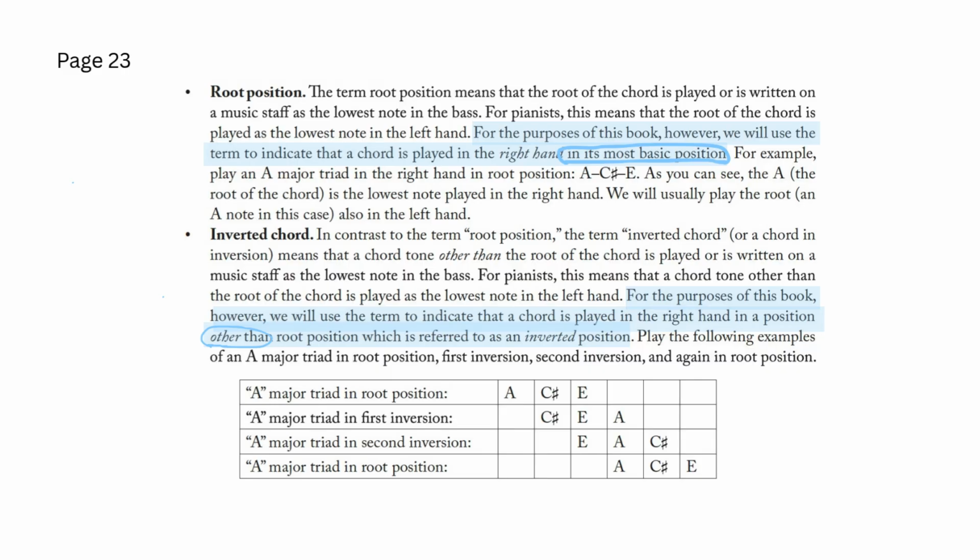Okay, so we went from A, C sharp, E to C sharp, E, A. We went from root position to first inversion. Okay, then we're going to put C sharp on top. So we would be playing E, A, C sharp. That is A major in second inversion. So I have my thumb in my right hand on E, my third finger on A, and my fifth finger, my little finger, on C sharp.